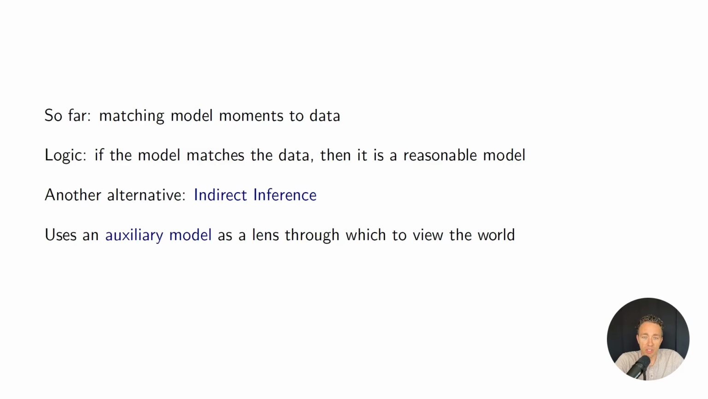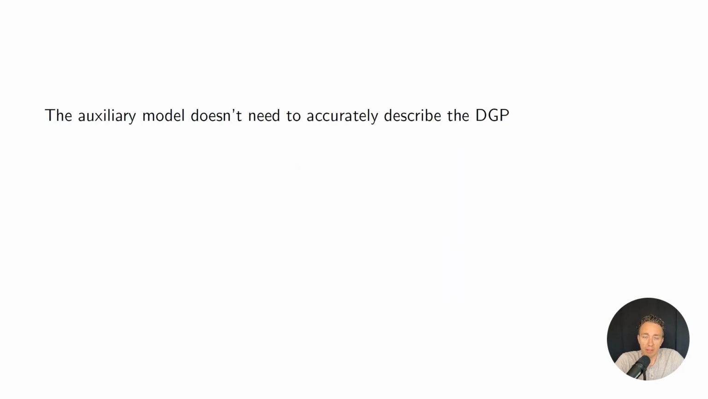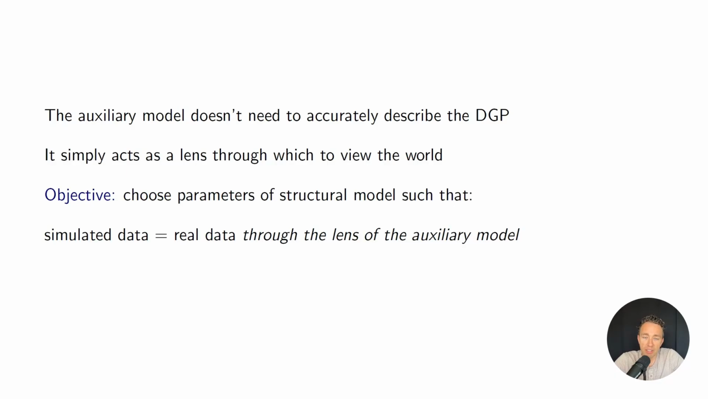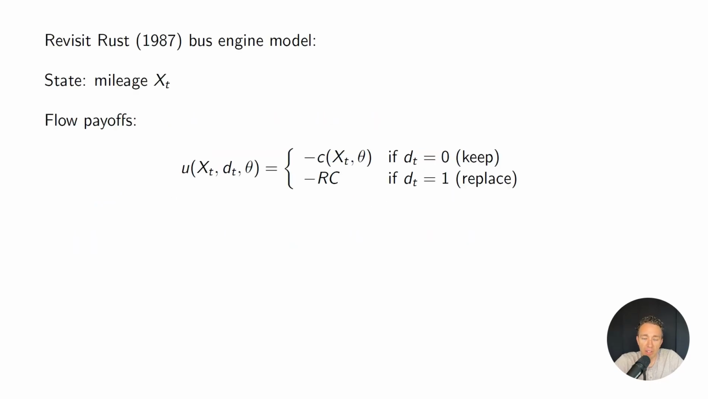Namely, it uses an auxiliary model as a lens through which to view the world. And this auxiliary model does not need to accurately describe the true data generating process. It just acts as a lens through which we view the world. And the objective is to choose parameters of the structural model that will make the simulated data and the actual data match through the lens of this auxiliary model. So we can walk through how to do this in the Rust bus engine problem.